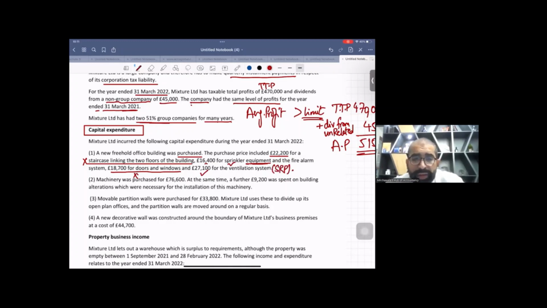So from this first paragraph, what to include? Staircase, not plant and machinery, it's part of building. The fire alarm equipment, yes, it's plant and machinery. Doors and windows, never. Doors and windows are part of building. You can search on Google as well, it will come up first. 27,100 ventilation system, yes, it's part of plant and machinery, and you have done in your basic course SRP. Ventilation system comes in SRP.